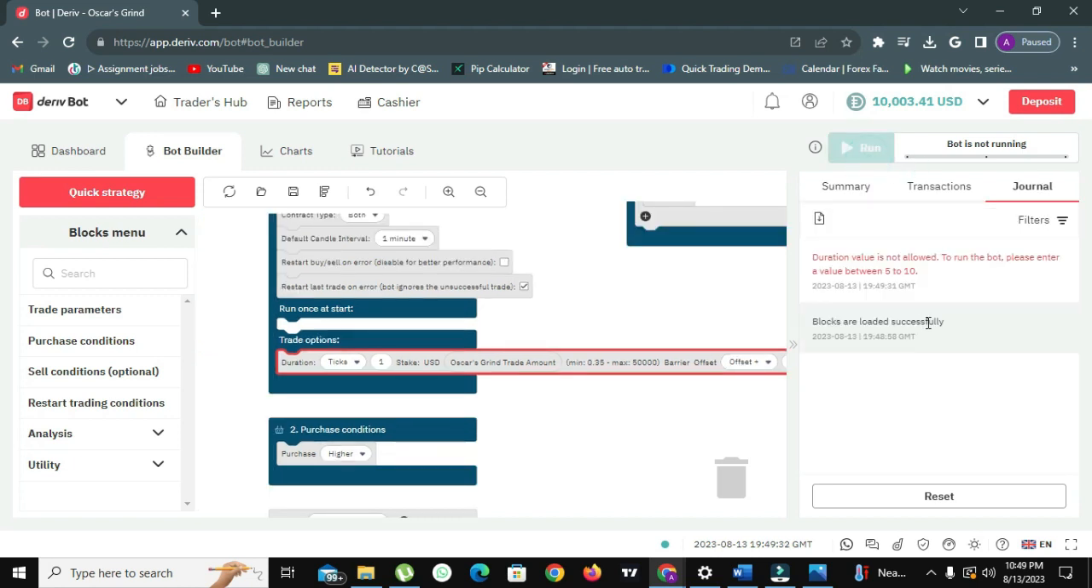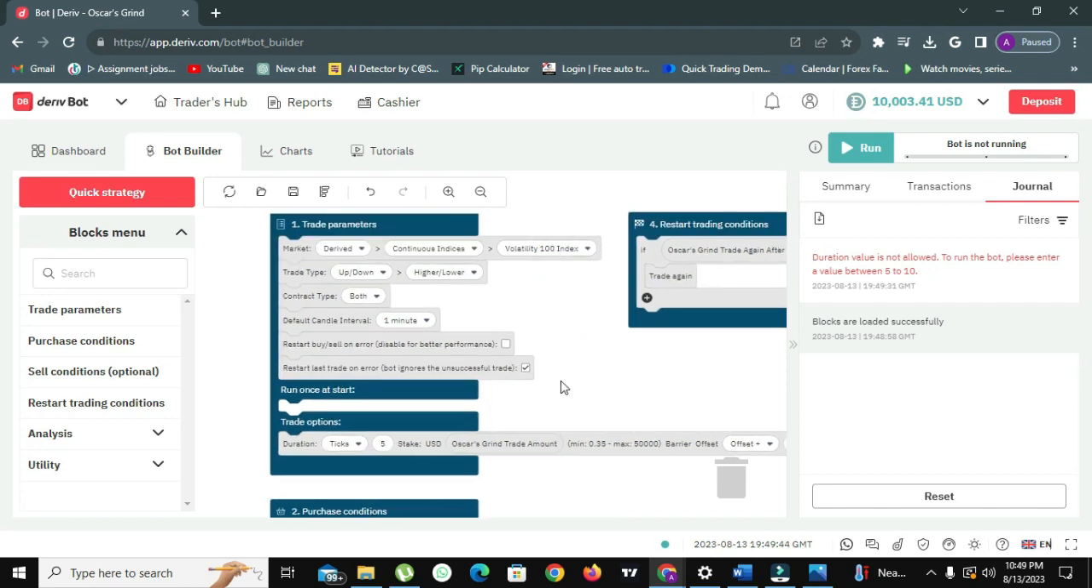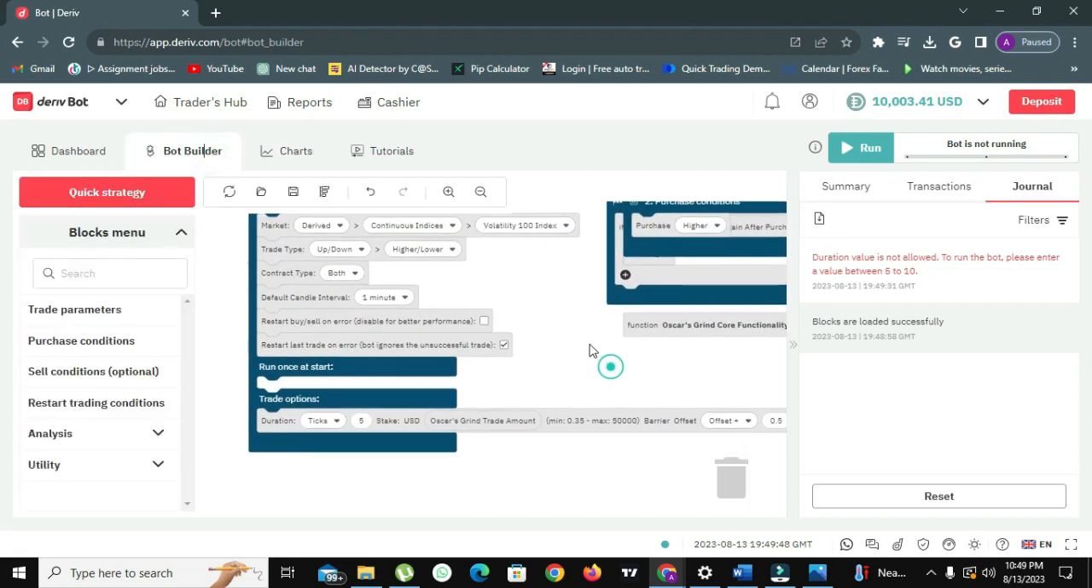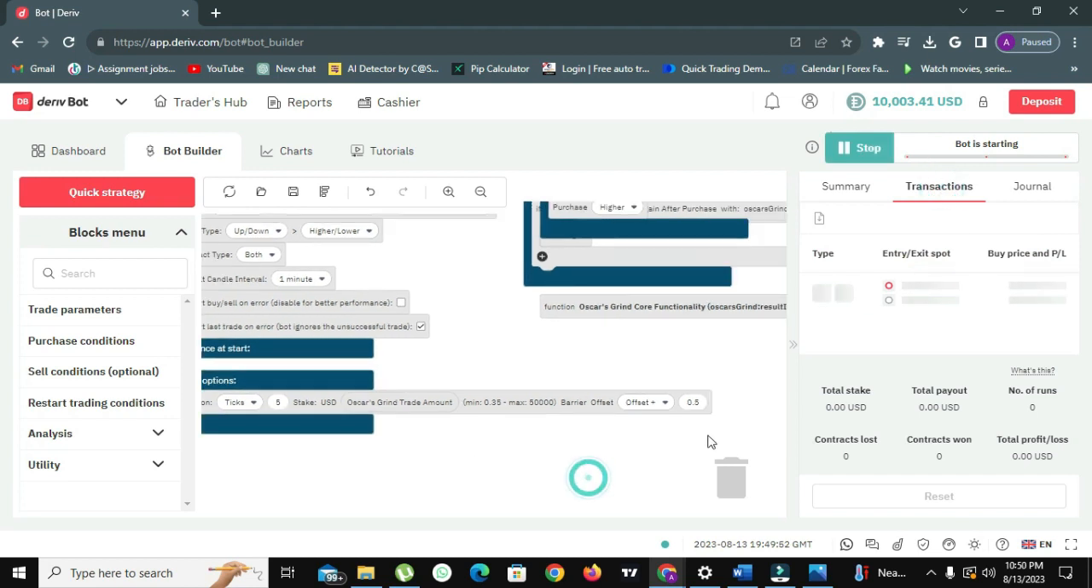Let's see. Duration. Let's do ticks of 10. Now it has to be ticks of, I think, 5. Minimum is 5. Just do volatility 100 and check the charts. This is not advanced, but it's always an alternative. It's still an option.